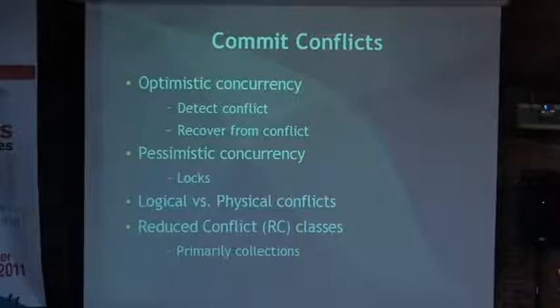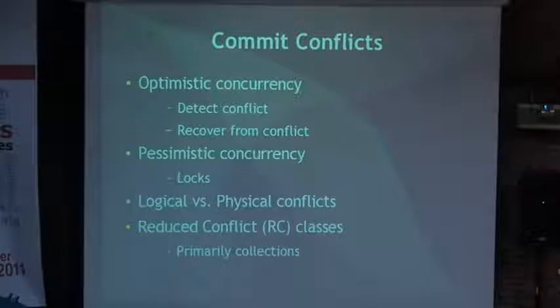Generally we use what is called optimistic concurrency, which is, you're optimistic: you believe that most of the time there won't be a conflict, so you assume there isn't going to be one, and if there is one, then you're going to detect it and recover from it. First we have to ask, well, what is a conflict?